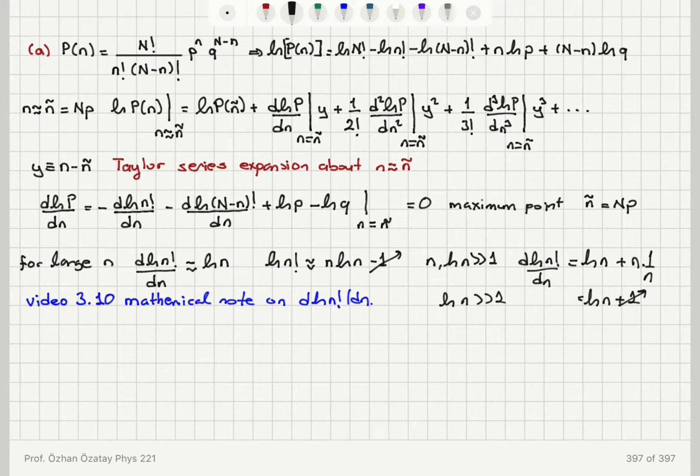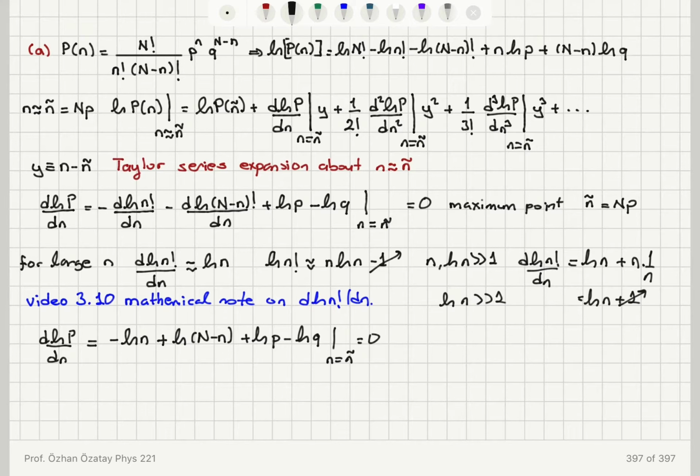So we're utilizing this, so we can write d ln p dn is equal to minus ln n. For d ln of capital N minus n factorial with respect to n, we have plus because of the minus sign in front and the minus sign in the parentheses, plus natural logarithm of capital N minus n, and then we have ln p minus ln q.